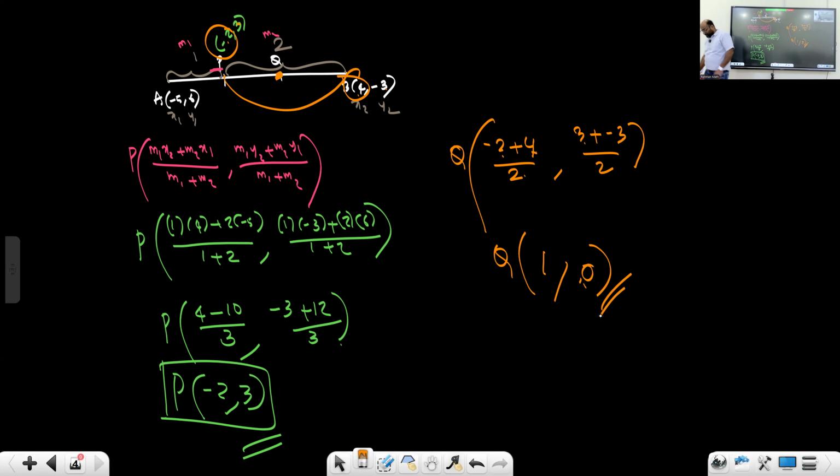Then conclusion. Therefore, the points of trisection are, according to the order you write, first coordinate P, which is minus 2, 3, and Q, 1 comma 0.